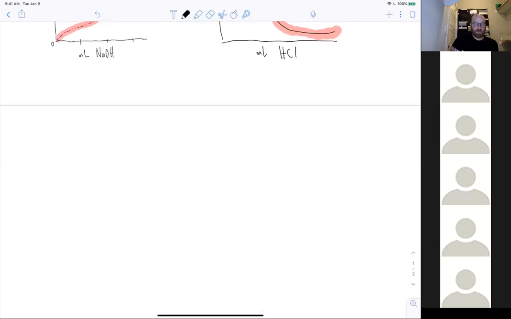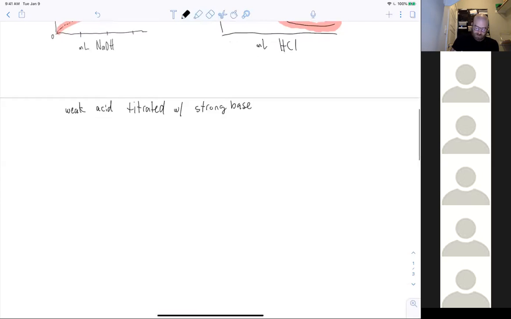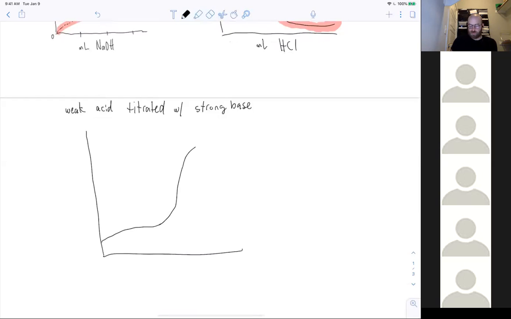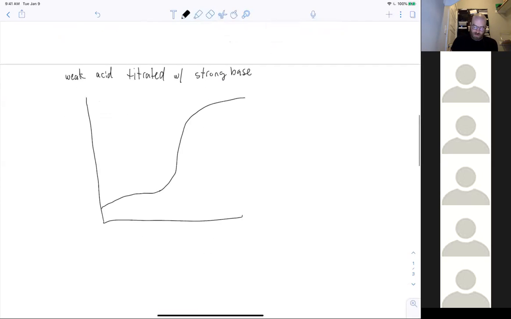So let's just focus on a weak acid. The calculations are all very similar for weak acid, weak base. So if we look at a weak acid and we titrate it with a strong base, we just looked at this, you get a curve that looks something like this. And then the equivalence point will be here.